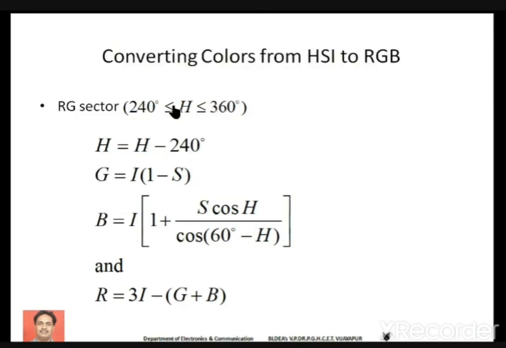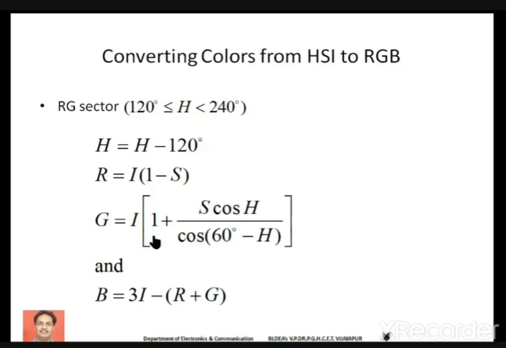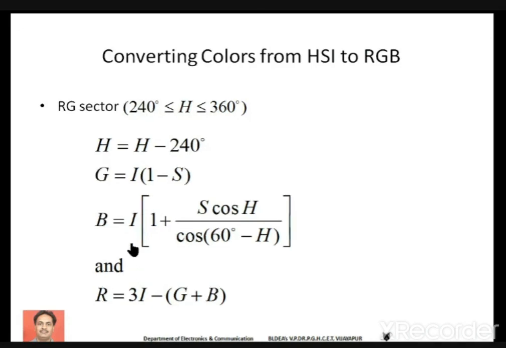Similarly, in case H value is between 240 to 360 degree, first you have to calculate H as H equal to H minus 240. Then again you have to use the same set of formulas. This time, the second set of formula, you rotate once again, so that here you get R, this becomes B, and this becomes G. So this is how to calculate RGB values by using HSI color values.